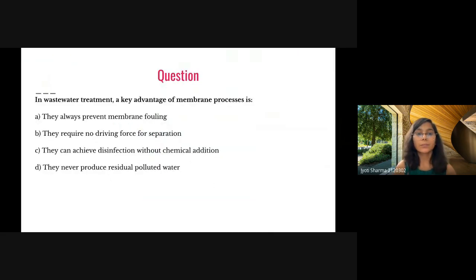Okay. So the next question is, in wastewater treatment, a key advantage of membrane processes is what? They always prevent membrane fouling. They require no driving force for separation. They can achieve disinfection without chemical addition. They never produce residual polluted water.